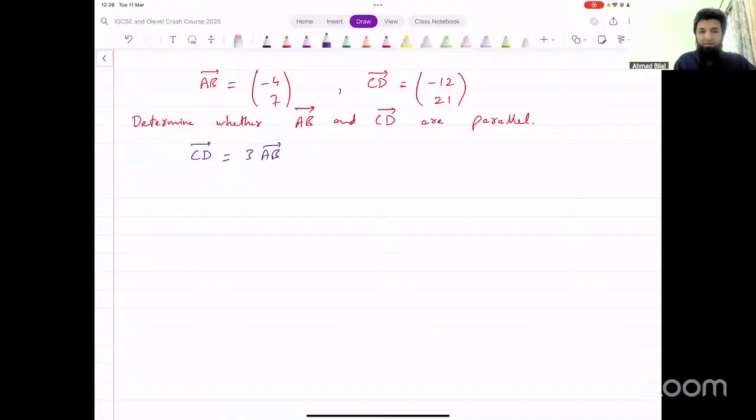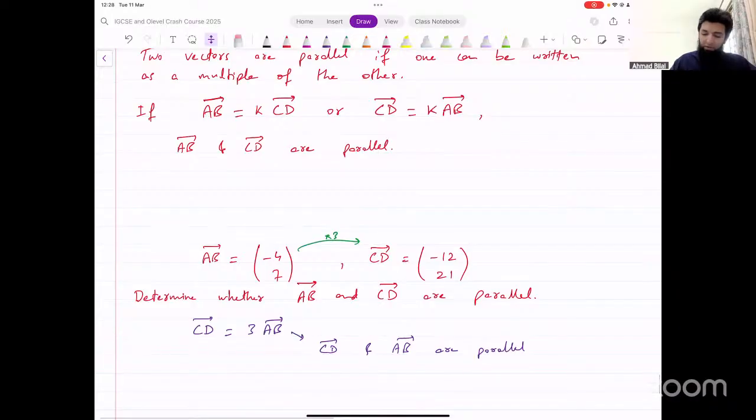I can write it like this, right? CD is 3 times AB. If I were to multiply AB by 3, I would get CD. And that means that CD and AB are parallel to each other. Okay, that's one way to prove that two vectors are parallel. I can multiply this by 3 to get the other one.